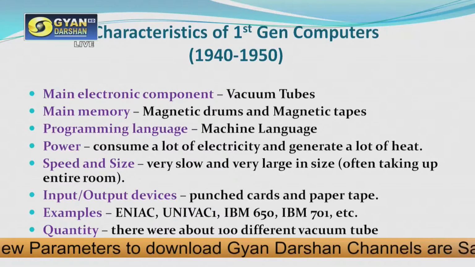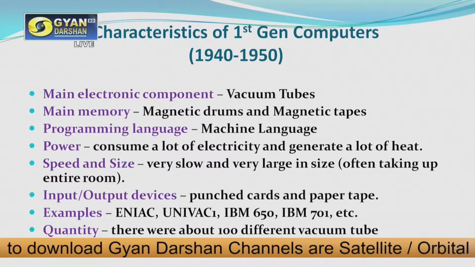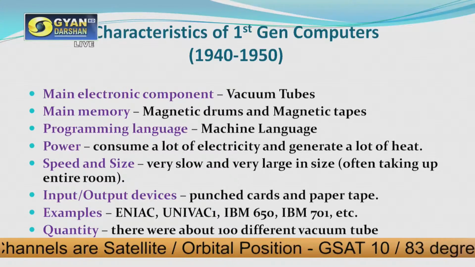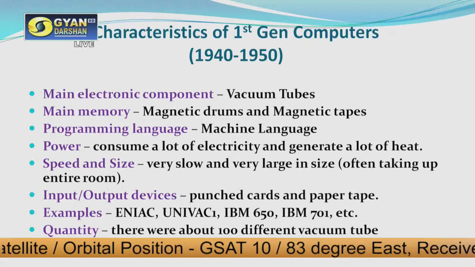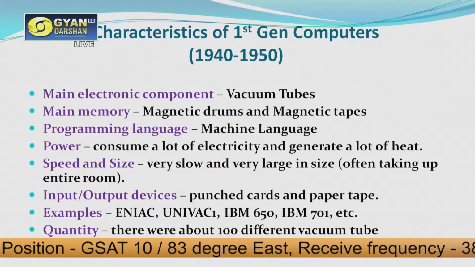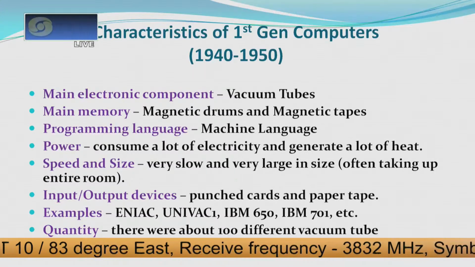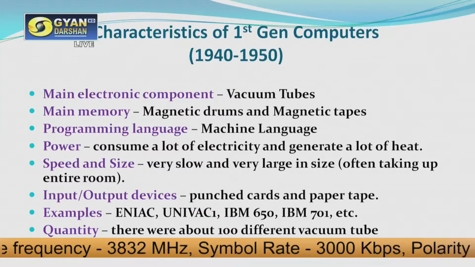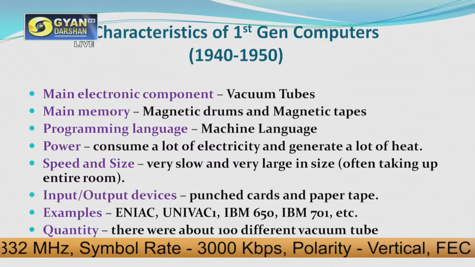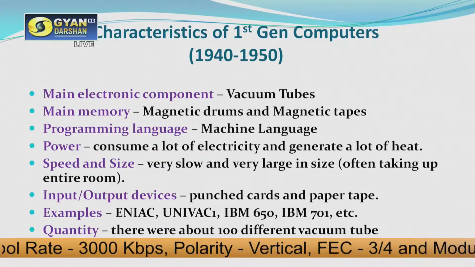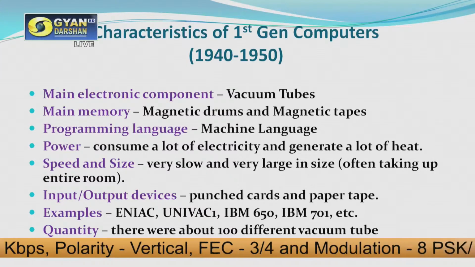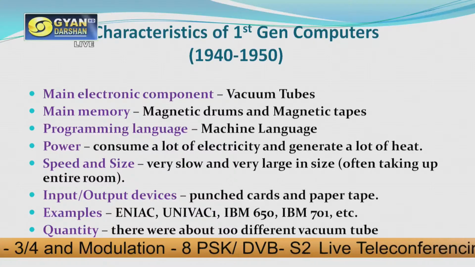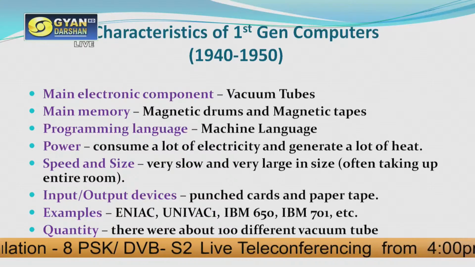So in the first generation of the computer, from 1940 to 1950, the basic electronic component used in the system was the vacuum tube. And coming to the main memory, magnetic drums and magnetic tapes were used during the first generation computers to store. And the programming language was only machine language. So the first generation computers understood only zeros and ones. That was the machine language.